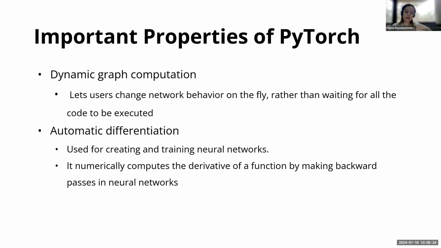Another primary property of PyTorch, compared to most of its rivals such as TensorFlow, is its automatic differentiation. We say that this is used in training neural networks, and it basically computes the derivative of a function by making a chain of backward passes in neural networks.